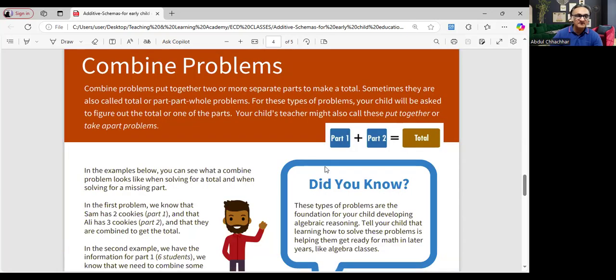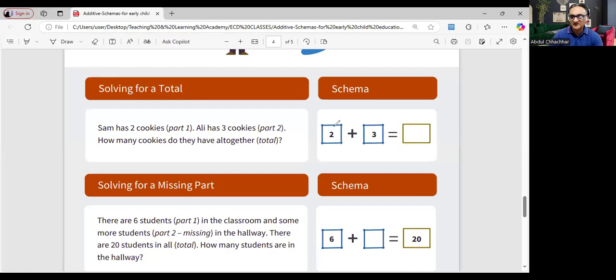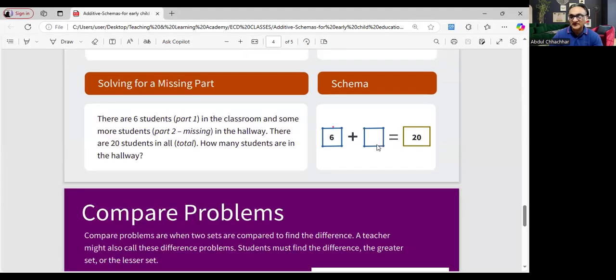Regarding the combine problem, this is one of the strategies we apply: part as a whole. So in combine, that means part as a whole. Here is how we can recognize these problems: solving for the total, where parts give us the whole. Solving for the missing part means part one is given and part two is missing, so we'll be subtracting. These are the headlines and subtopics. You should know how many methods we can use in part-whole and what strategies we can apply.